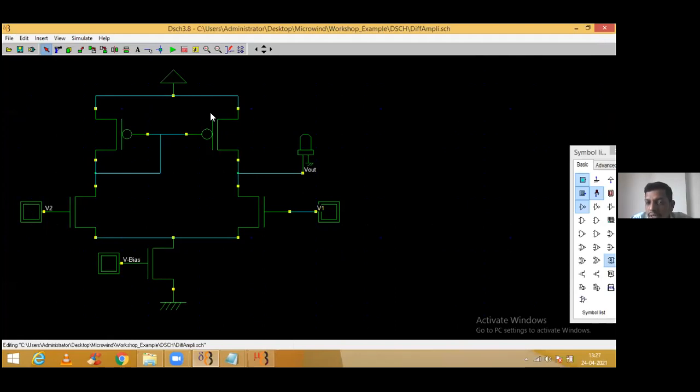Current mirror circuitry. Forget about this, this is just V bias. The actual structure is only this one. We are having 2 PMOS mirrored with each other and 2 NMOS transistors, coupled with source-drain combination over here, and the combination of these two, source or drain, will be grounded directly.